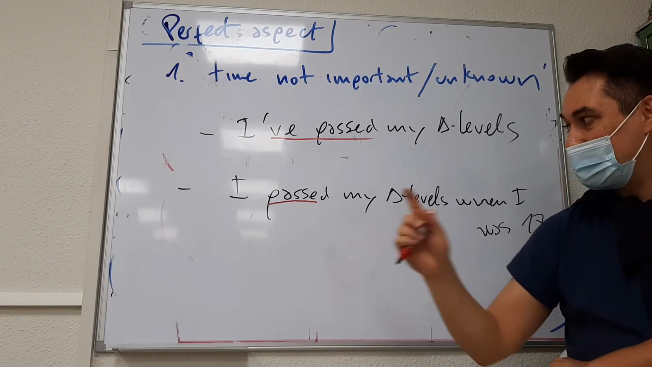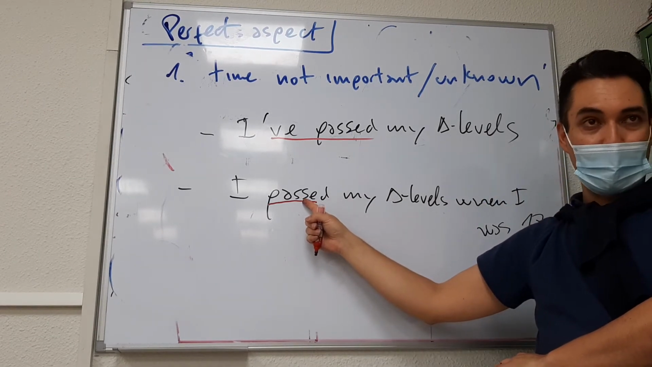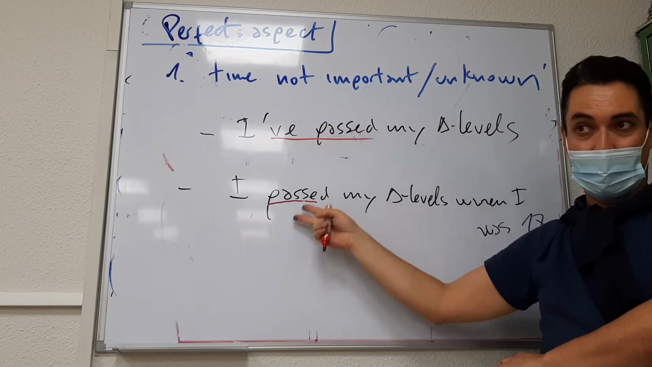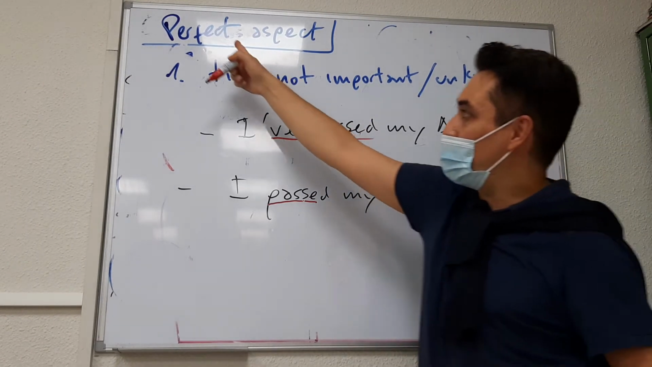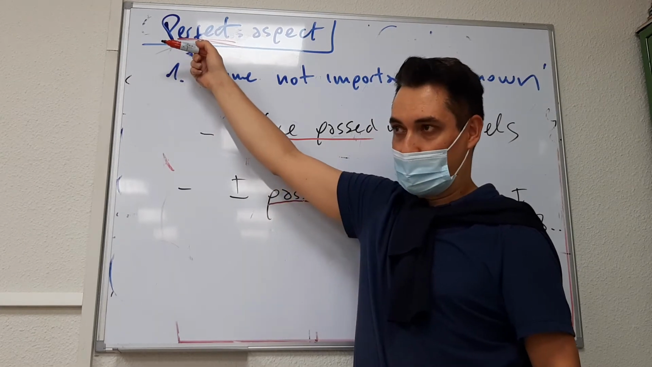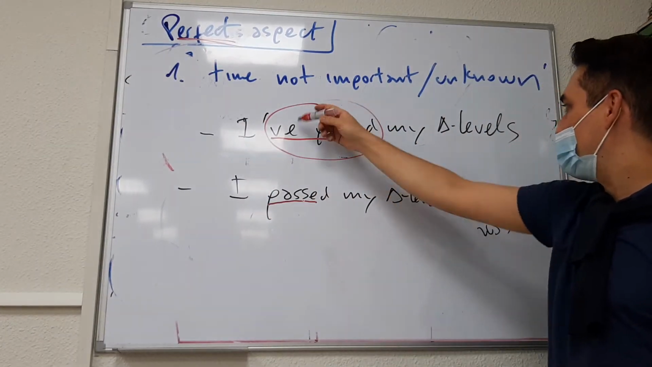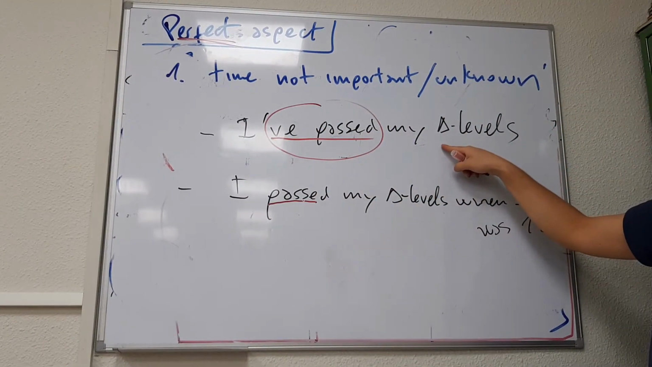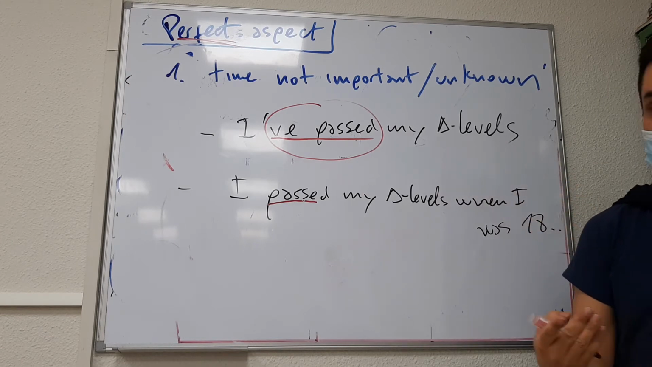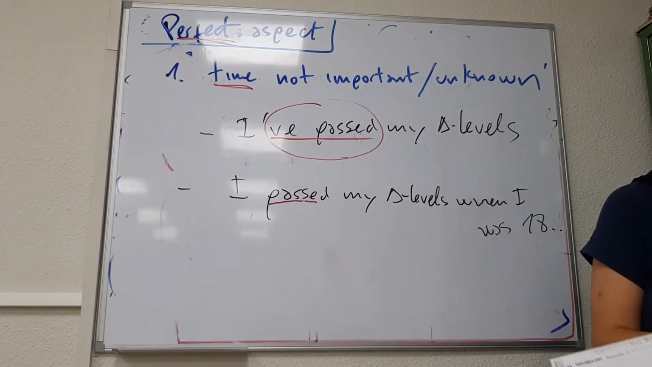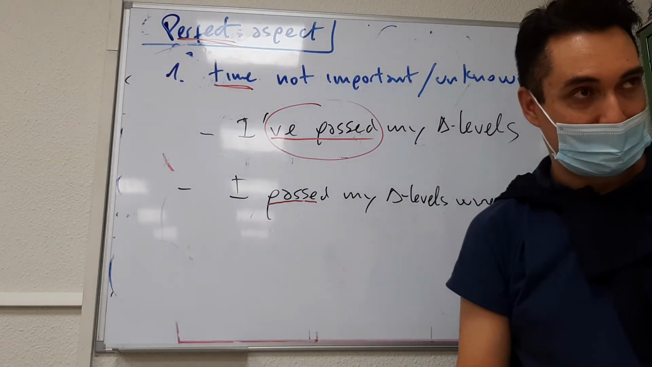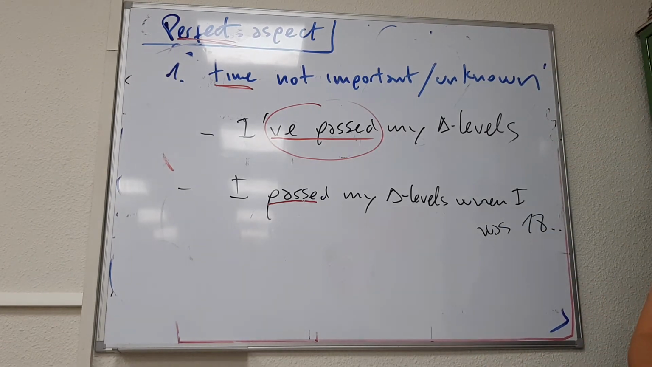In American English, they tend to use the past simple all the time for both. But in British English, they do make this distinction. When you use the perfect, now we're in the perfect aspect, yeah? I've passed my A-levels. What is the important thing? The important thing is not when. The important thing is that you have passed. So the time, yeah? When did you pass? Doesn't matter. I have passed, okay? I have passed my A-levels.